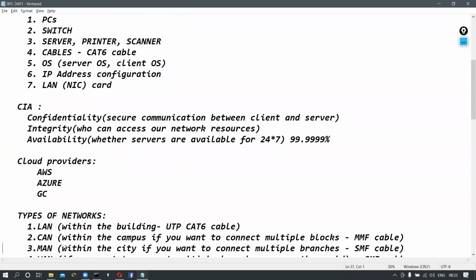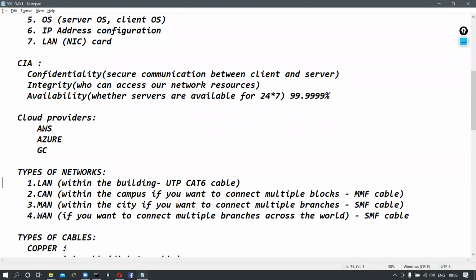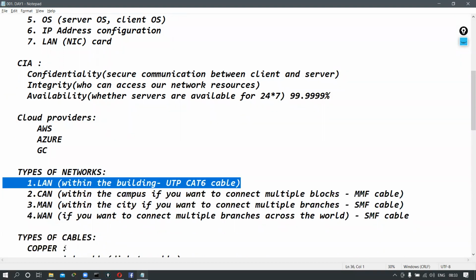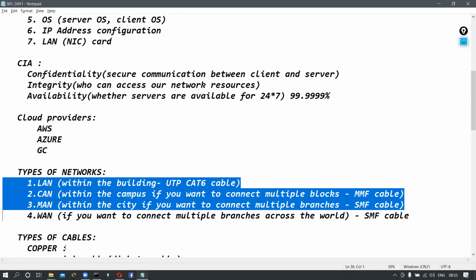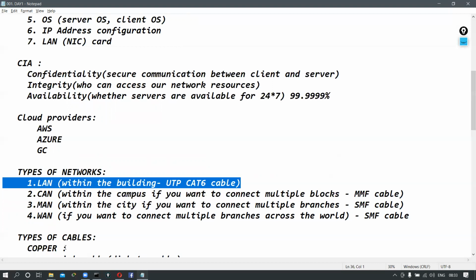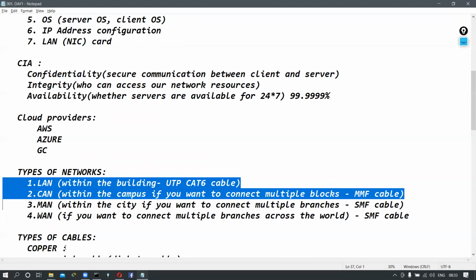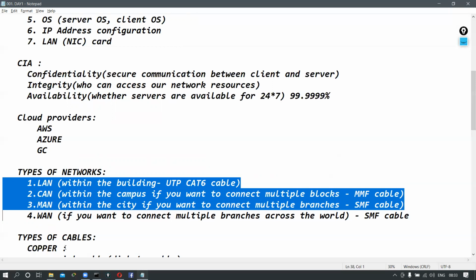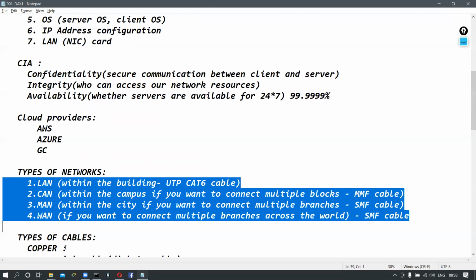now we'll discuss the types of networks. See, these are the types of networks: LAN, CAN, MAN, WAN. What do you mean by LAN? We have an office within the building, that is called one LAN. Multiple buildings, if you want to connect using fiber optic cable, that is called CAN, within the campus. If you want to connect the branches within the city, that is called MAN. There also we will use fiber optic cables only. For WAN, we have branches across the world. That comes under WAN. Clear now?